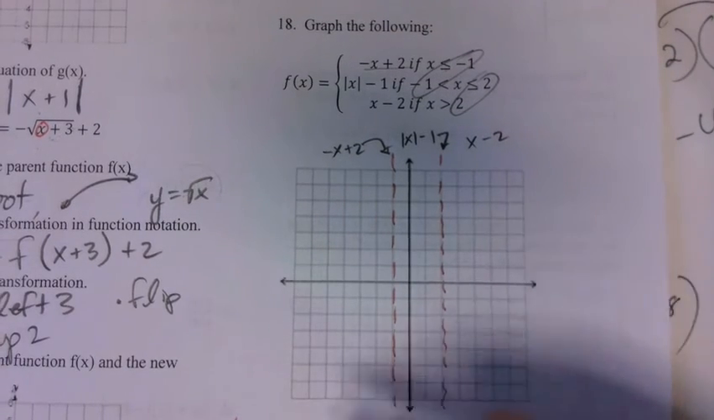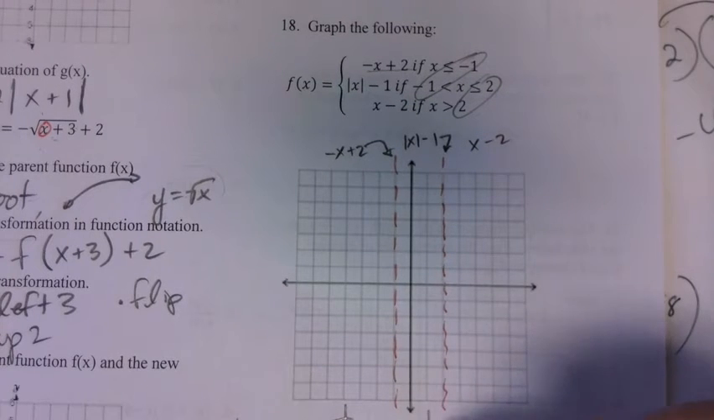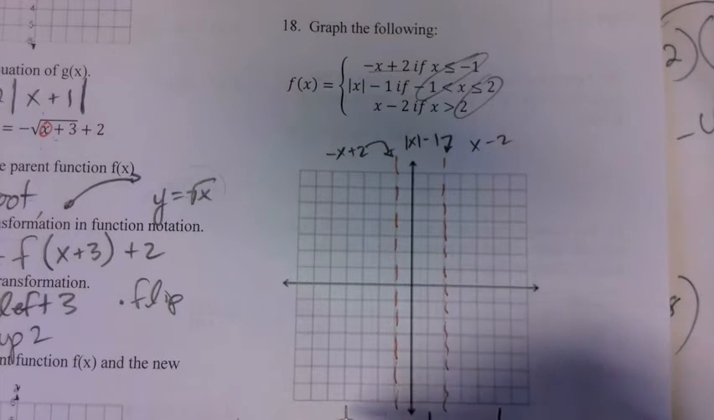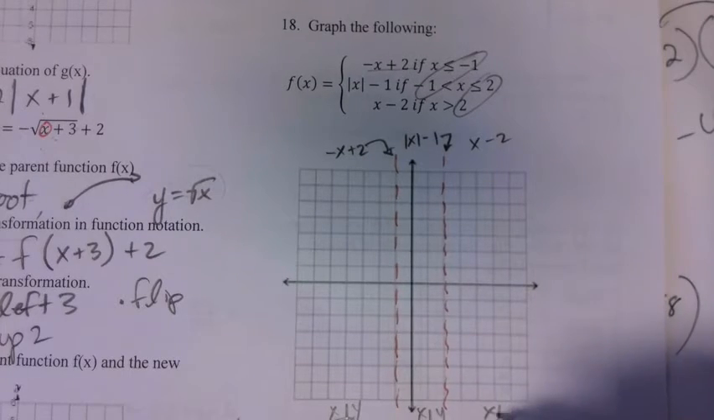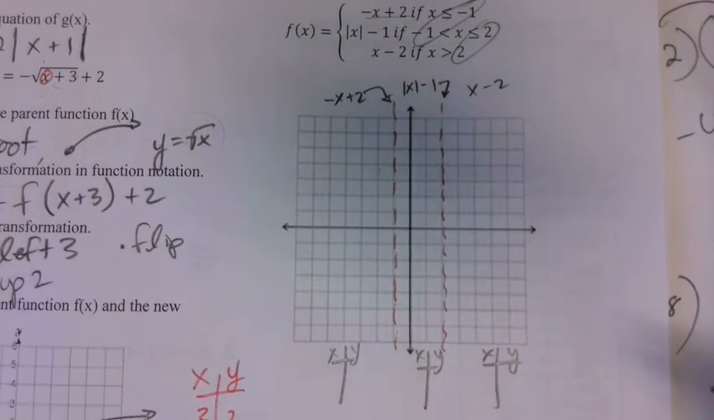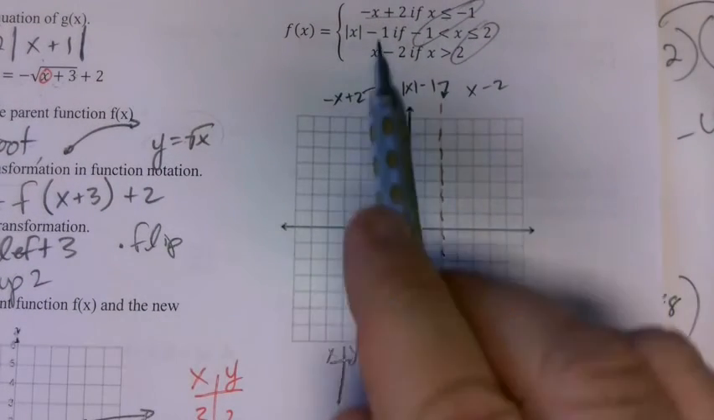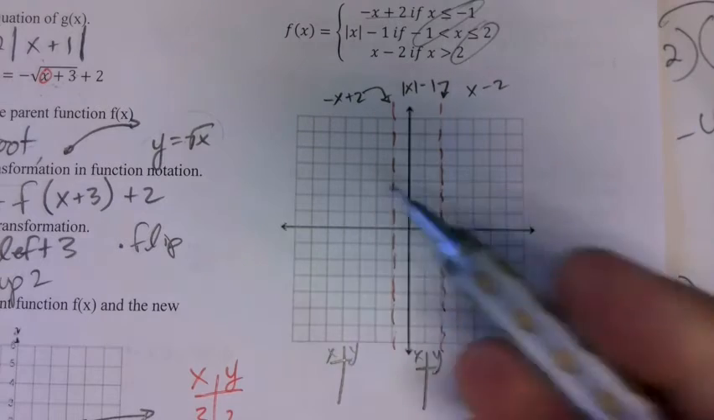So now find where they are. I'm going to make a T-chart. X, Y, X, Y, X, Y. Okay, so this piece, the fence is at -1.